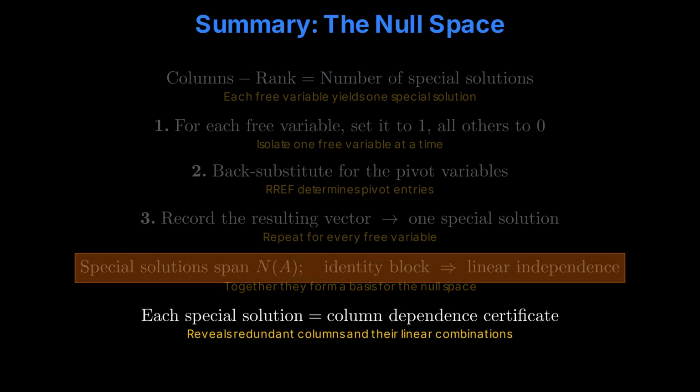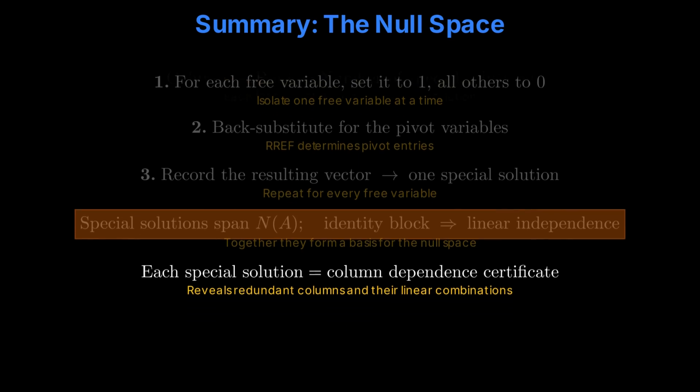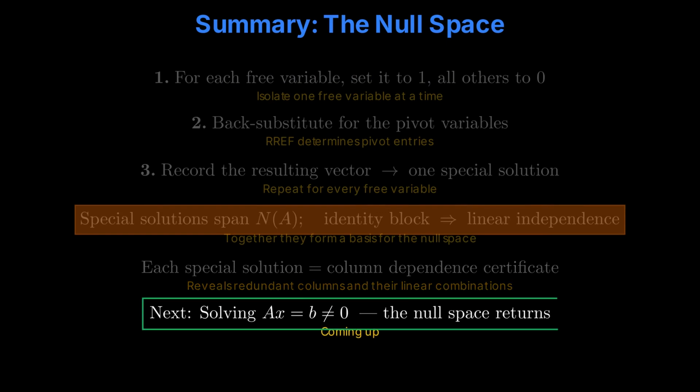Third, each special solution doubles as a column-dependence certificate. It reveals which columns are redundant and exactly how they combine with other columns to produce 0. Coming up next, solving Ax equals b, where the right-hand side is not 0. The null space still plays a starring role.